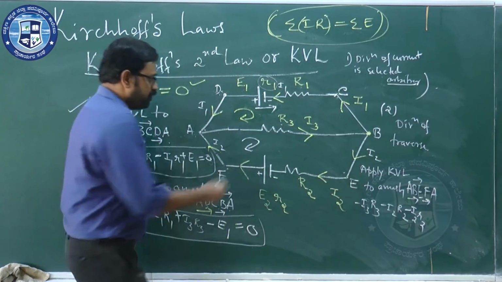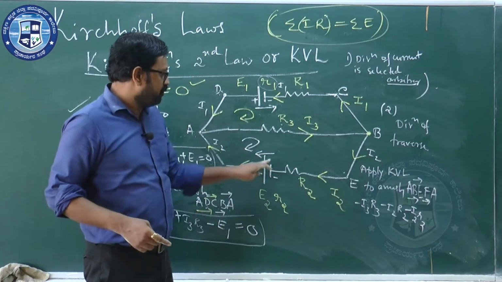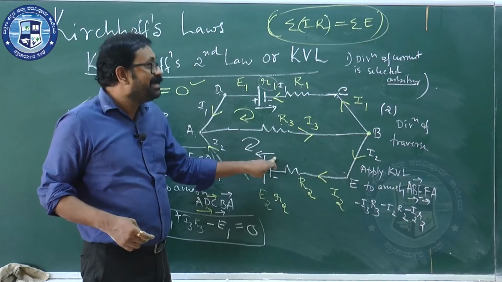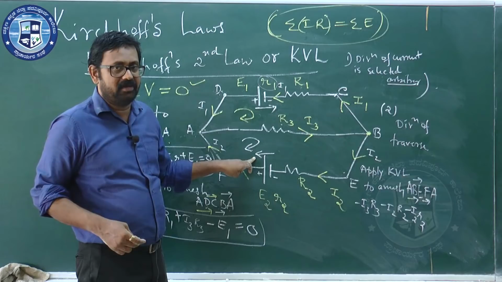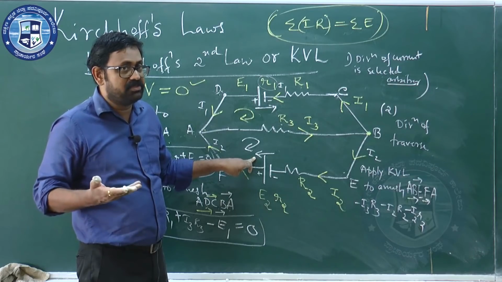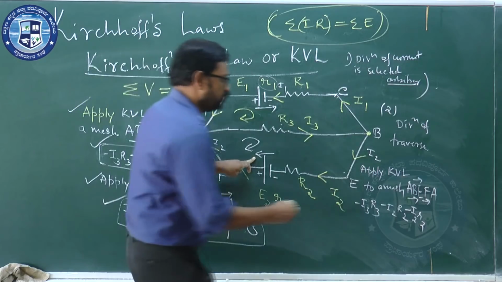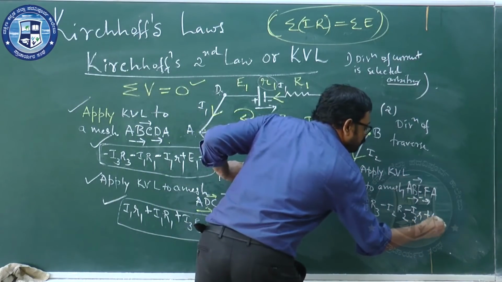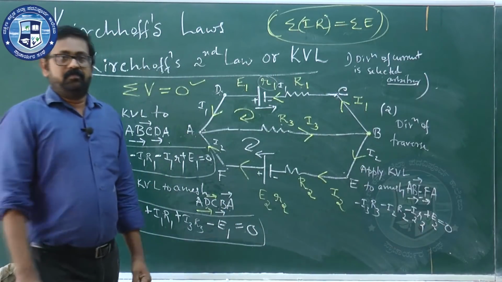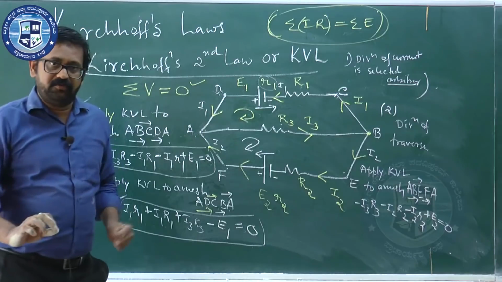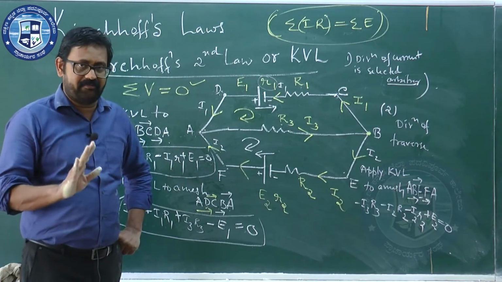E to F. You are moving from where to where? When you are moving from E to F, you are moving from the negative terminal to the positive terminal of the battery, which means potential is increasing. That time the EMF should be taken as positive. So it should be plus E2, that is equal to 0. This sign convention you follow. Don't have any confusion. Remember the sign convention that I explained.